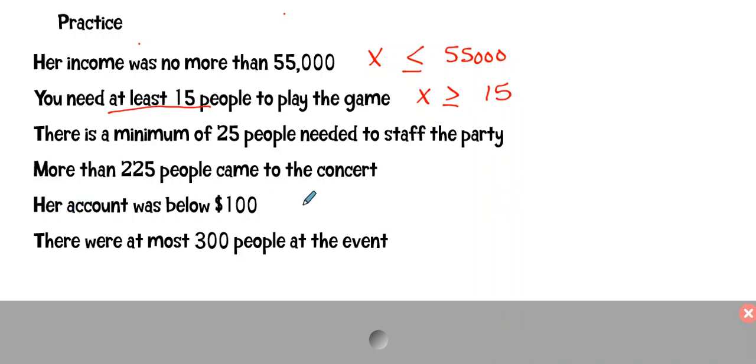Okay, I'm going to go to this one. Her account was below $100. So variable, number. It was below, so that's obviously lower. Now, was it exactly 100? No, it said below it. So that's just the less than symbol, not the or equal. It could not have been $100. It was below 100. All right, why don't you go ahead and do this one, this one, and this one. Pause the video.